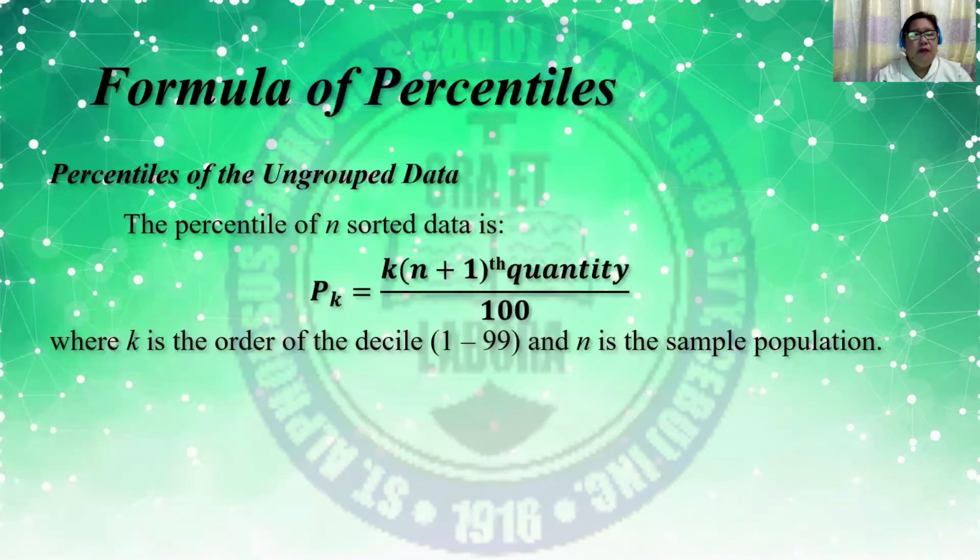The formula for the percentile of the ungrouped data: we have P sub k is equal to k times the quantity n plus 1, all over 100, where k is the order of the percentile from 1 to 99 and n is the sample population.